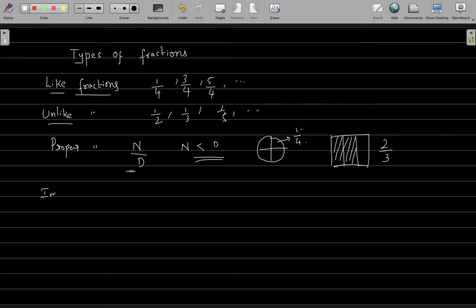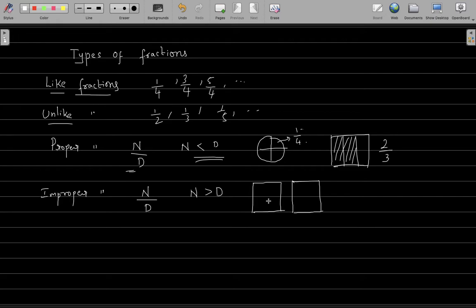Then what are improper fractions? Improper fractions are those fractions which are written in the form of numerator and denominator. When the numerator is greater than denominator, such fractions are called as improper fractions. Like say for example I have a whole object, right? This is one whole object, this is say another whole object.